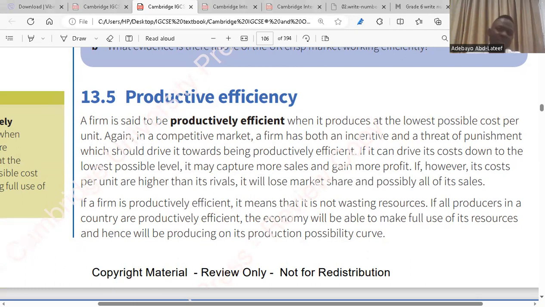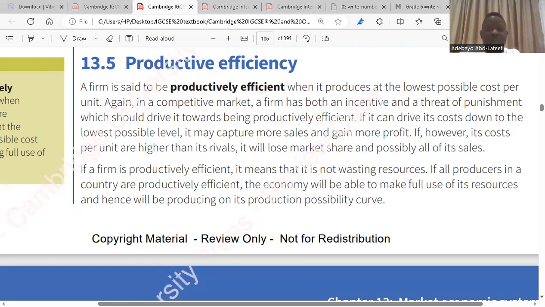Now go to productive efficiency. A firm is said to be productive efficient when it produces at the lowest possible cost per unit. So productive efficiency means you are able to produce at the lowest cost per unit. Allocative efficiency means you are able to provide goods and services that benefit consumers. You think about their welfare. Productive efficiency means you are able to produce goods and services at the lowest unit cost.